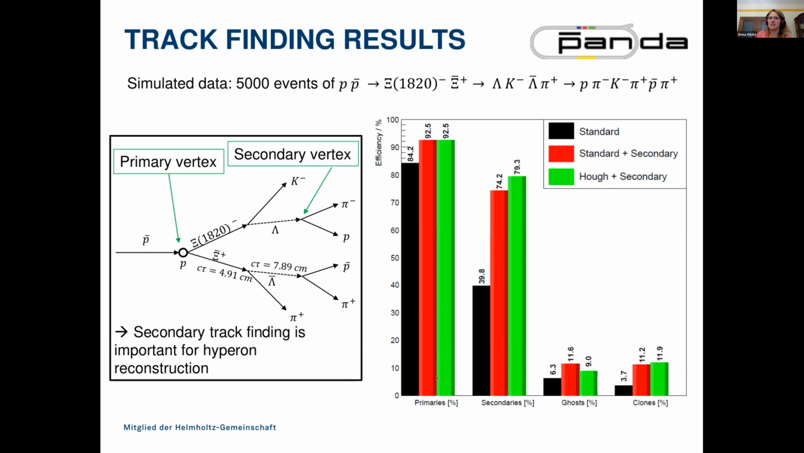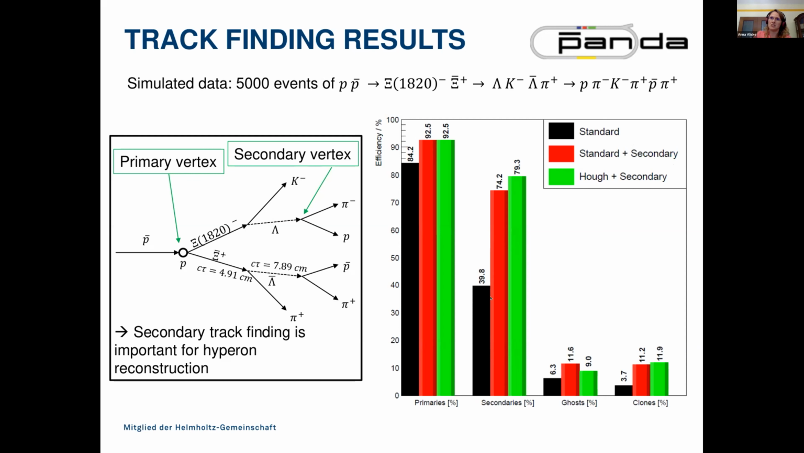For the results here, I show you the efficiency divided into primary tracks and secondary tracks, and also the number of wrongly found tracks and the number of tracks found several times. The different track finders I compare here are the standard track finder, of course, as my benchmark, and then always a combination of the primary track finder and the secondary track finder: first the standard plus the secondary track finder, and then the Hough plus the secondary track finder.